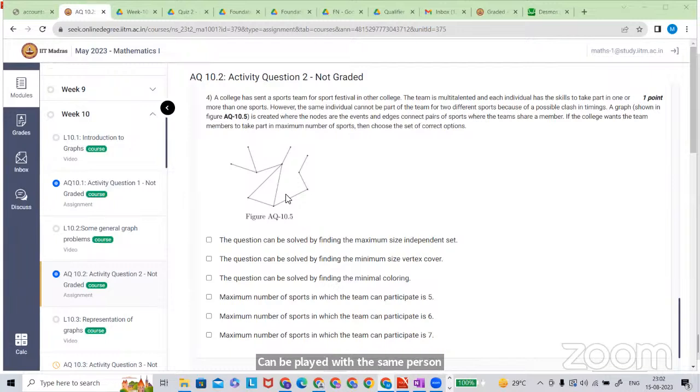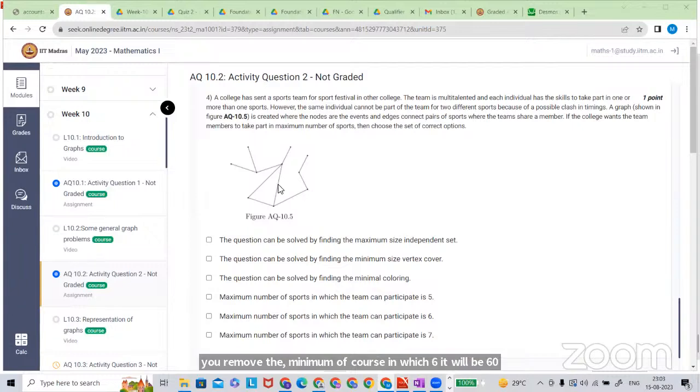Correct? Sorry, sir, I did not understand that. So, sir, here we should not consider the inside edges. If you remove the inside edges, the answer will be right, sir. The maximum number of sports will be 6, sir.